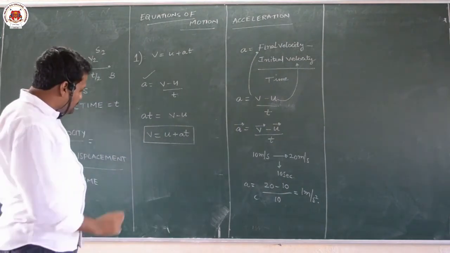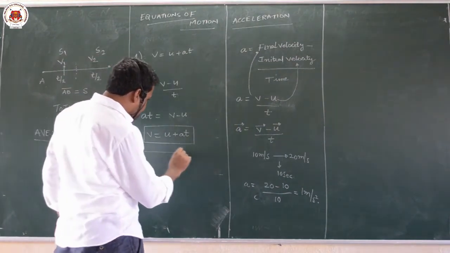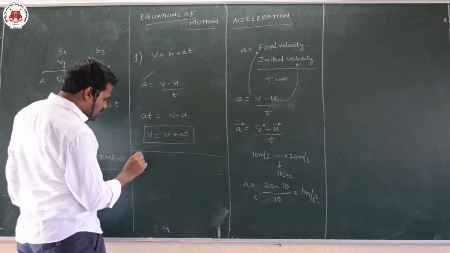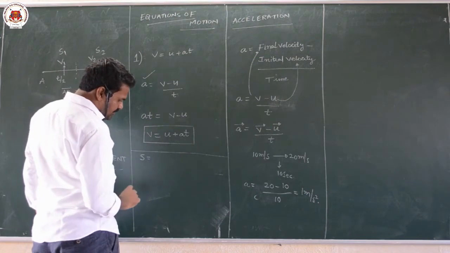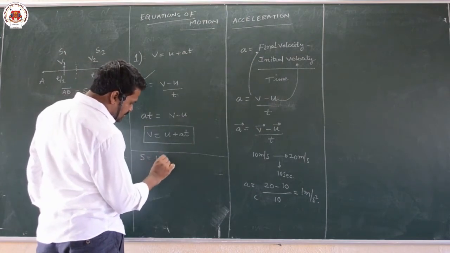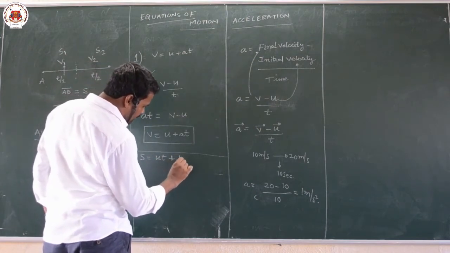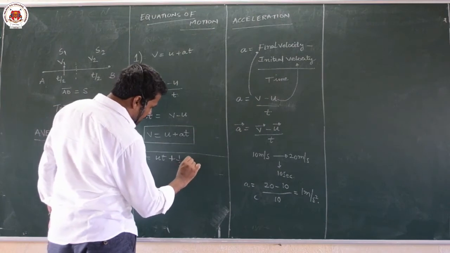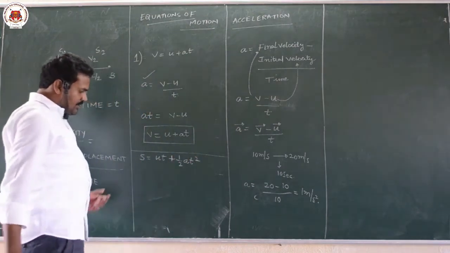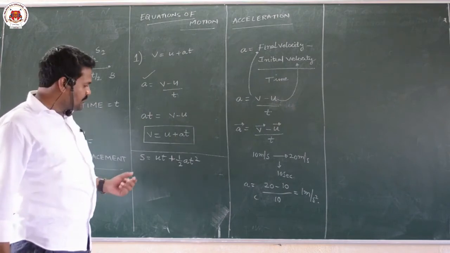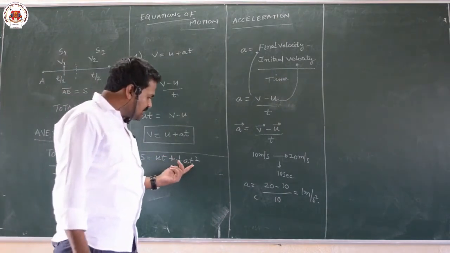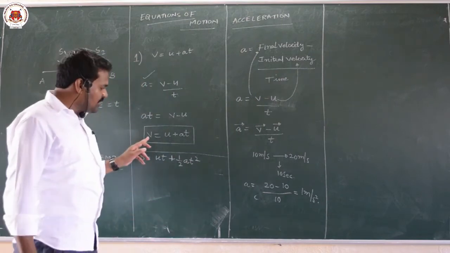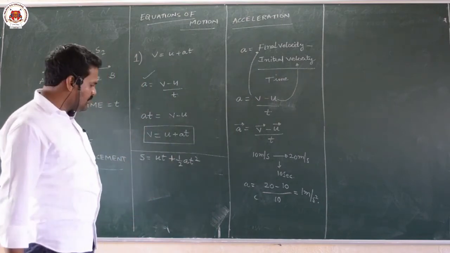The next equation of motion is s is equal to ut plus half at square. Here, students, as you are learning for the first time, you should know what is s, what is u. s is total displacement, u is initial velocity, t is time, a is acceleration, and again t is time. Here v is final velocity, u is initial velocity.